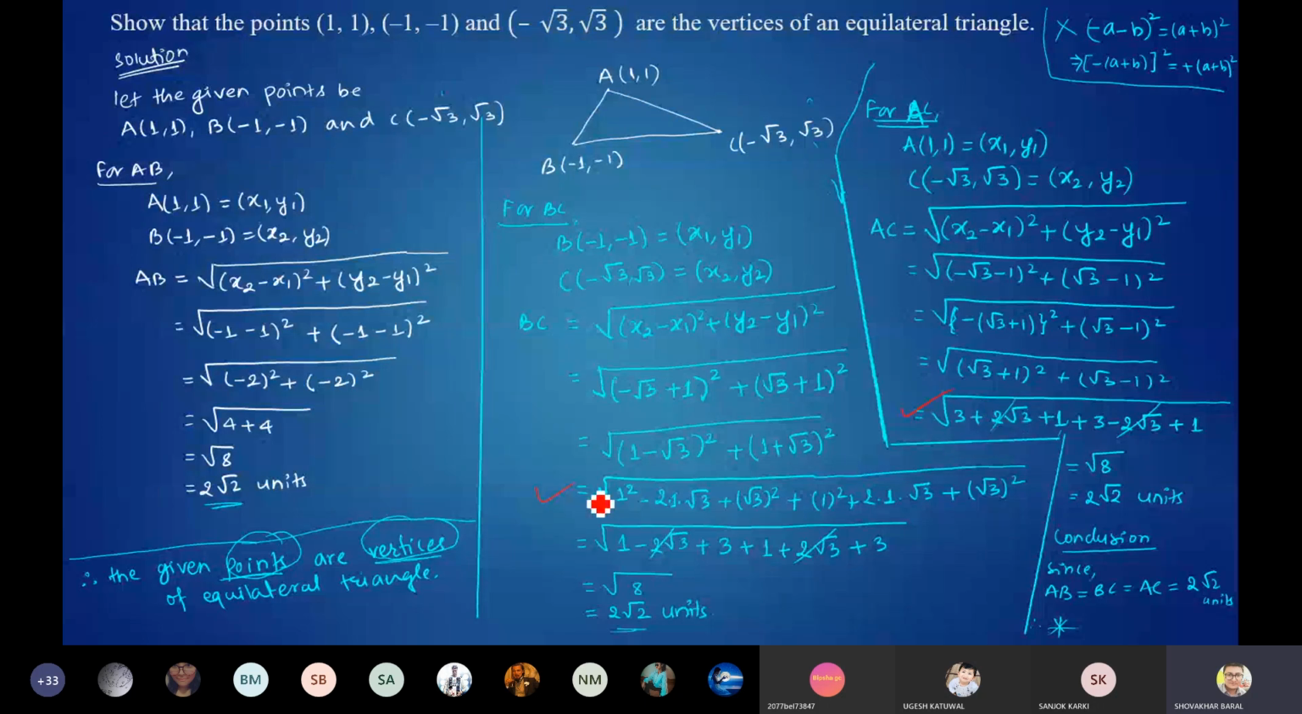Here it is, since it is 1 minus root 3 whole square, it will be a square minus 2ab plus b square. यहाँ पे दिएगा है a square plus 2ab plus b square करेगा क्या? Do you understand? Root 3 square it is 3, a square plus 2 into root 3 into 1. 2 into root 3 into 1 is 2 root 3. Do you understand or not? Yes, sir. Plus b square is 1 square, so 1.